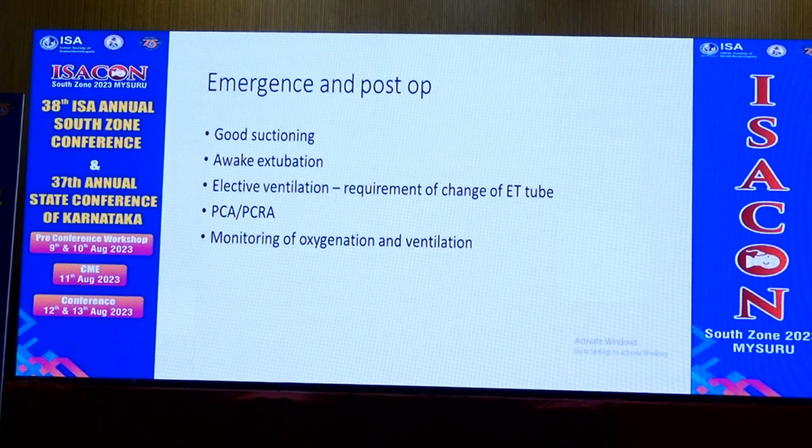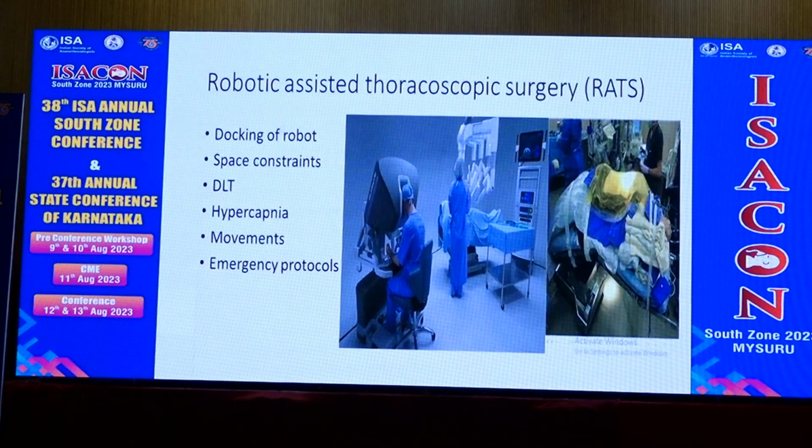The patient has to be turned supine and then good suctioning done so that no blood material is present in the trachea or bronchial lumens, because these will stimulate and cause bronchospasm or laryngospasm. Awake extubation is preferred. Elective ventilation, if it is required, change to a regular ET tube. Post-operatively, PCA or patient controlled analgesia, PCRA is preferred. Post-operatively, monitoring of oxygen and ventilation has to be done, because these patients have lost part of the area where ventilation and perfusion was being done.